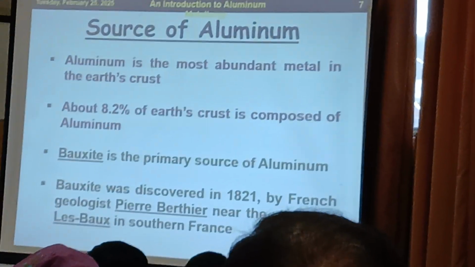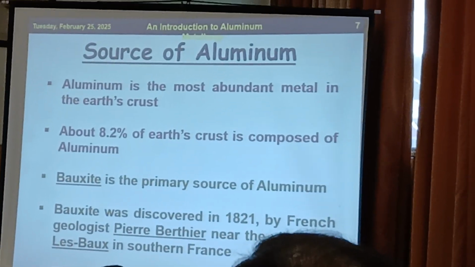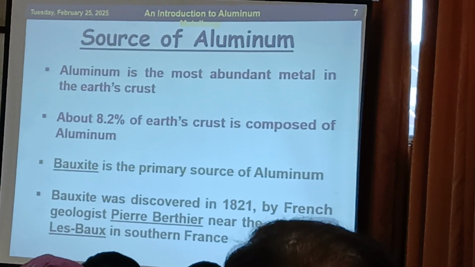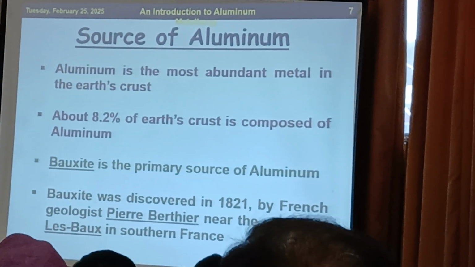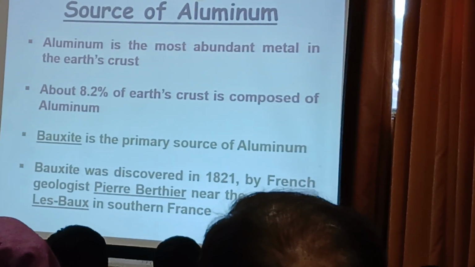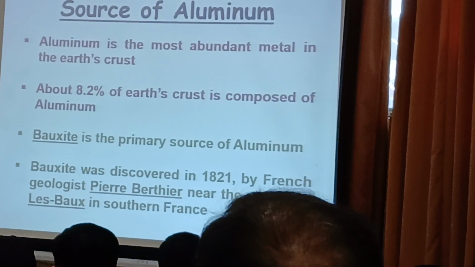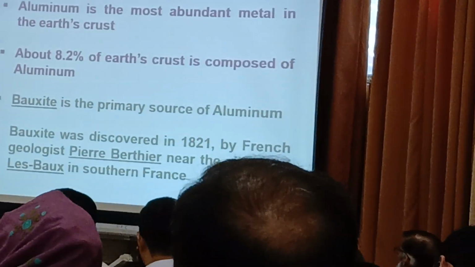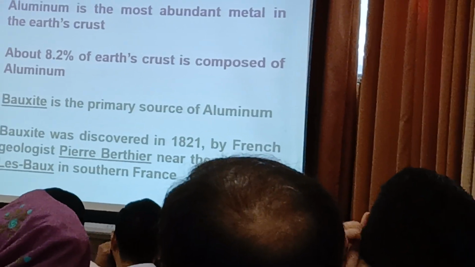The main source of aluminum is bauxite. Bauxite was discovered in 1821 by a French geologist, and he named bauxite after the name of a village. There is a village called Les Baux present in southern France.